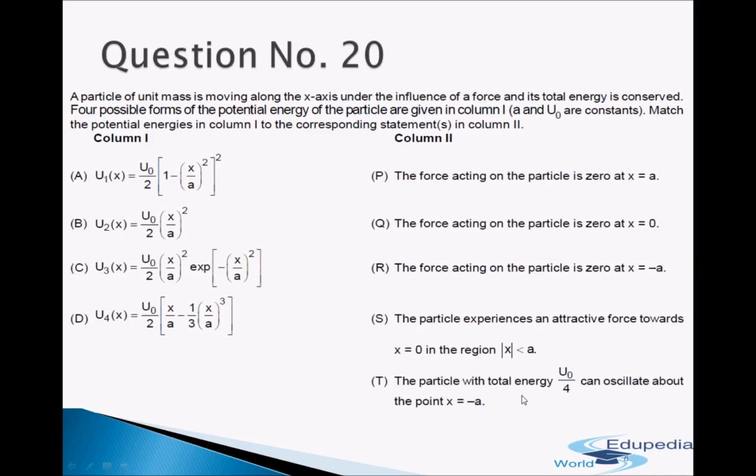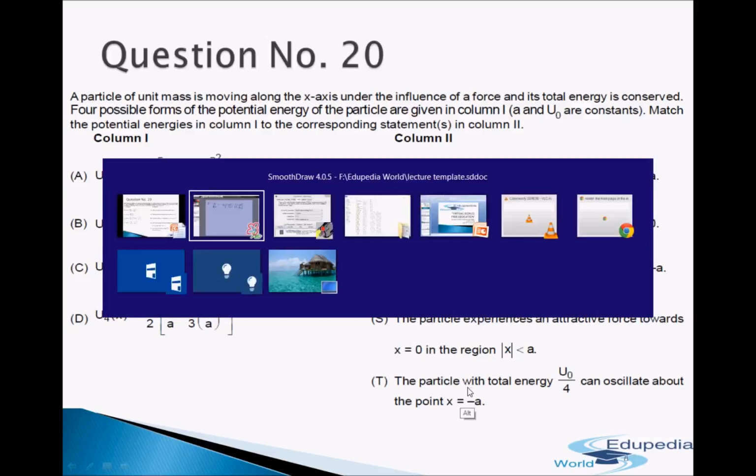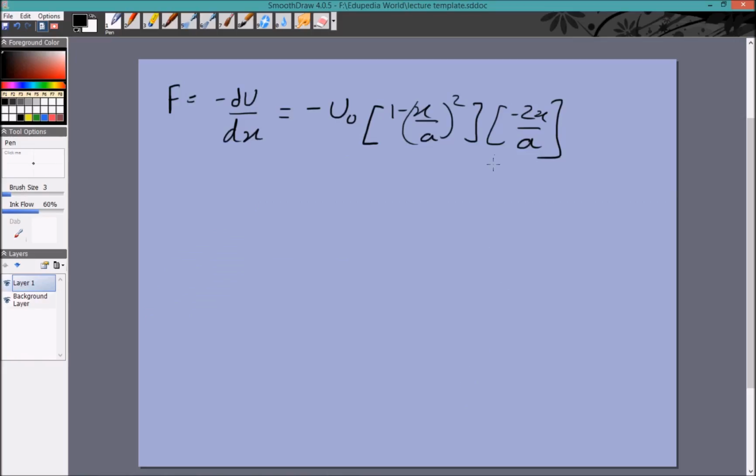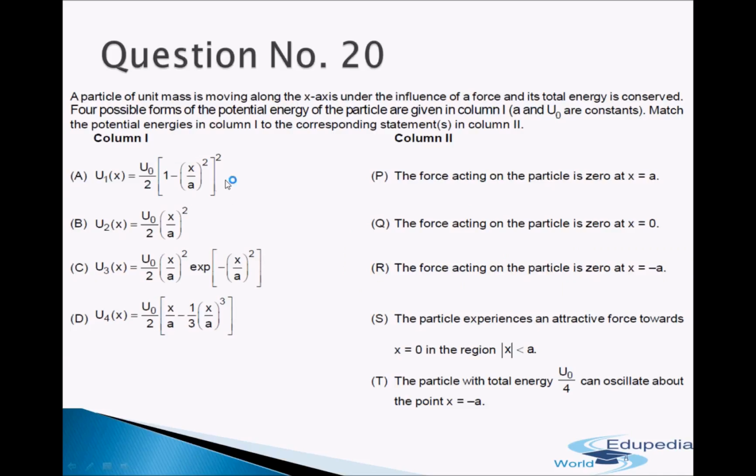Also we want to find out if a particle with total energy U naught by 4 can oscillate about x is equal to minus a. So let's calculate the value of U at x is equal to a and minus a. At x is equal to a it is 0, at x is equal to minus a it is 0, and at x is equal to 0 it is U naught by 2.